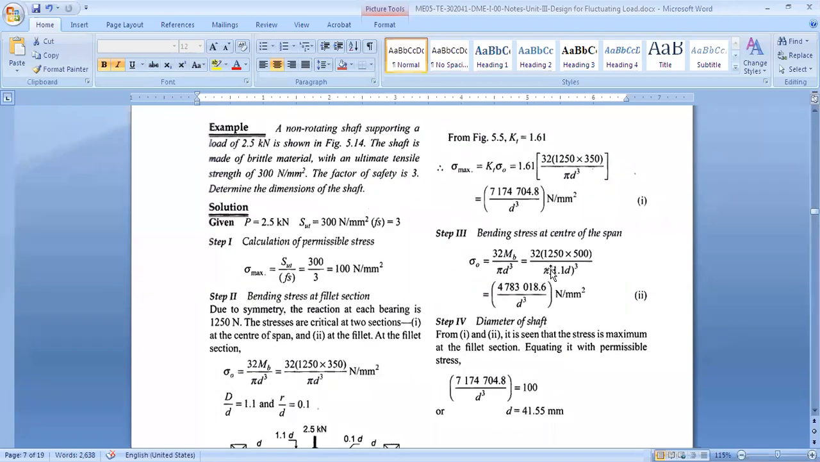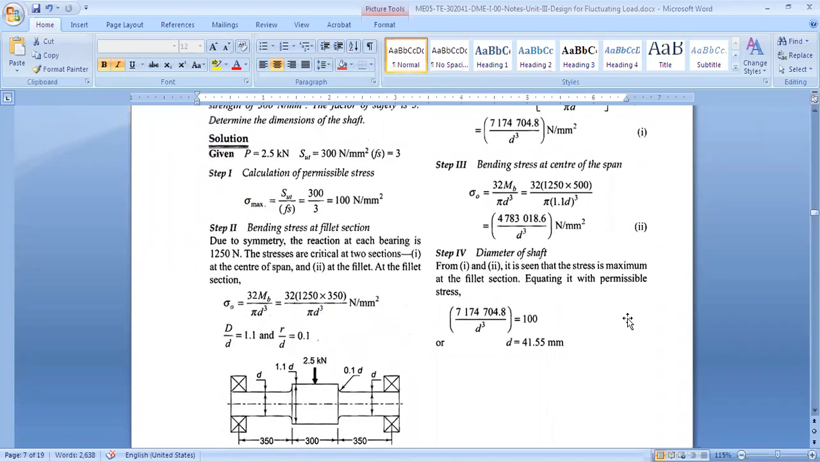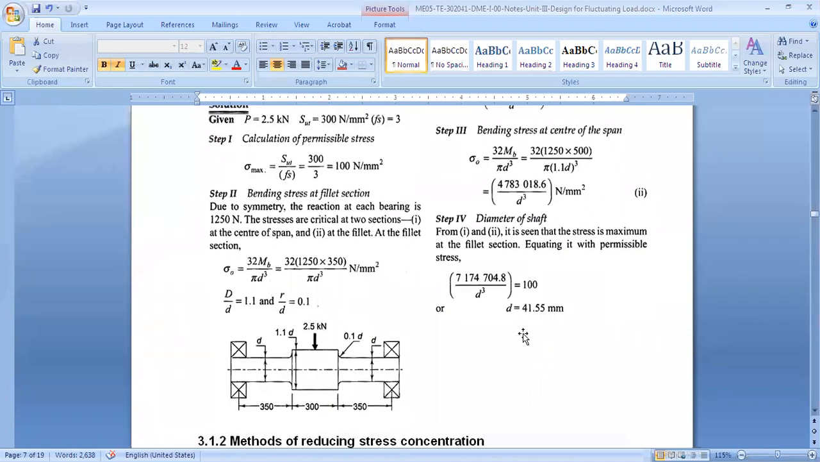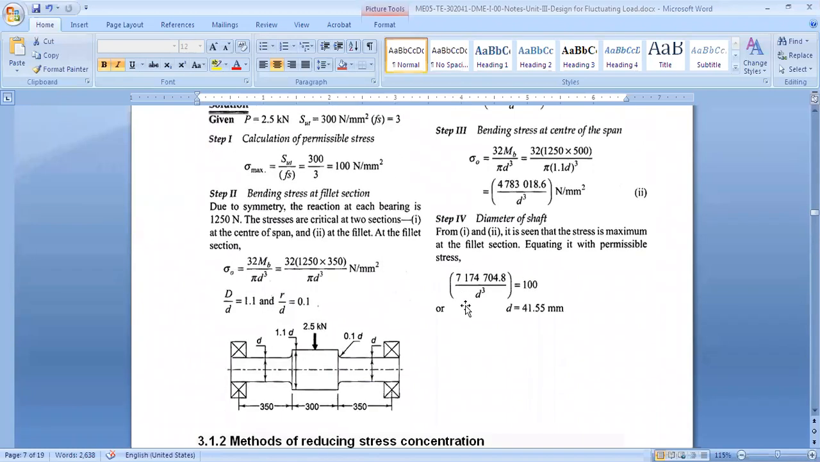Now what is the larger of these two sigma values? 7 million and 4 million, so the larger is 7 million. For our design, we'll take the larger one. So 7174704 upon d cube is equal to 100. 100 is the allowable stress, right? With this, we'll get d as 41.55. So basically, we have calculated the diameter for two places, and the diameter for here will be larger. It will be larger, and that will be more safe.